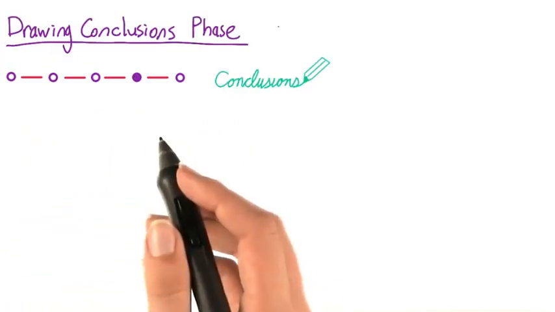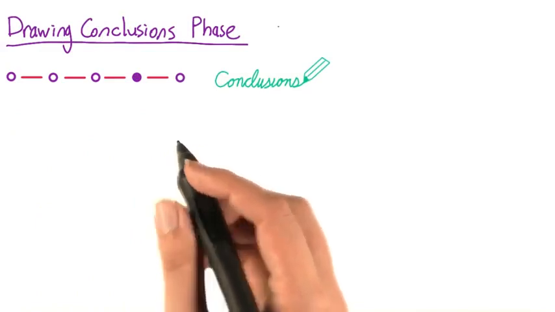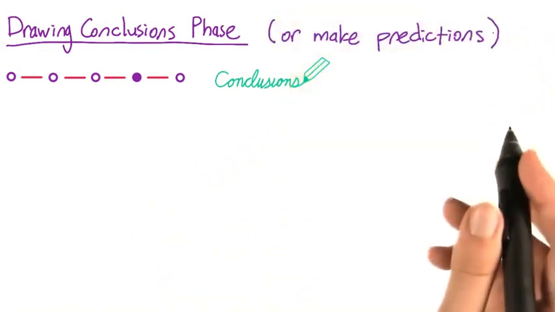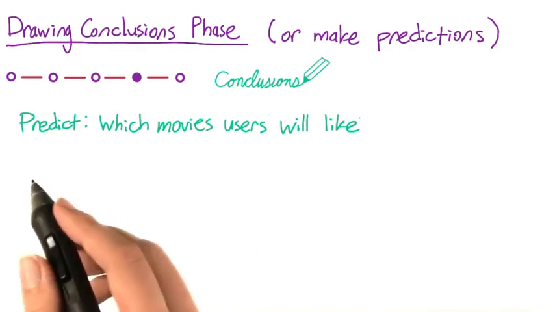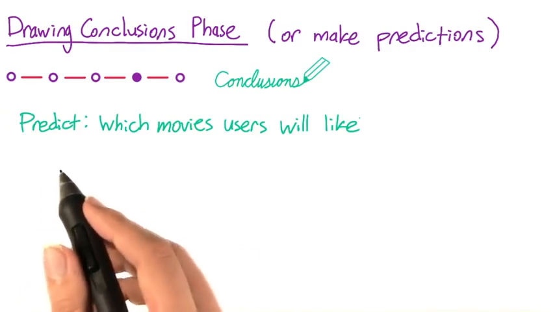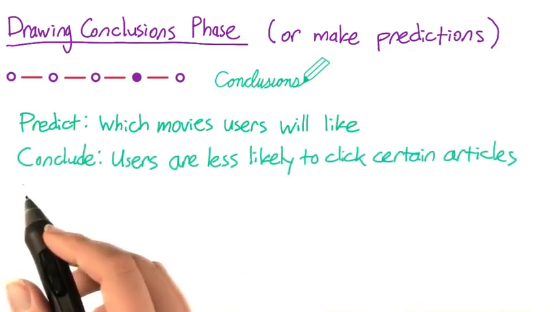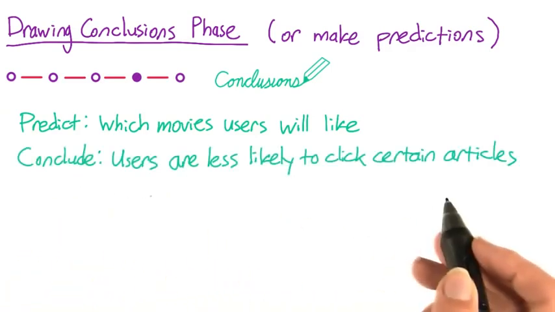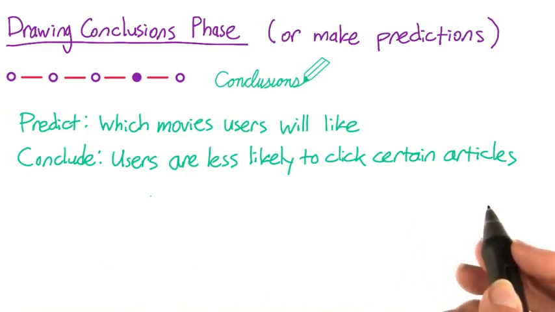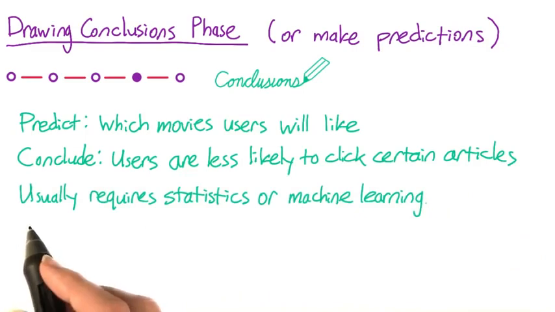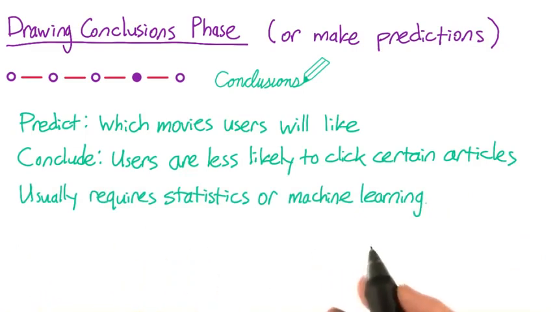Once you're familiar with your data, you'll usually want to draw some conclusions about it, or maybe make some predictions. From one of our examples previously, Netflix's movie recommendation system needs to predict which movies its users will like. Also, the Facebook paper we saw concluded that users are less likely to click certain articles, specifically ones written from a different ideological perspective than the user has. This phase usually involves statistics or machine learning that are beyond the scope of this course, but there are additional Udacity courses you can take on these topics if you're interested in learning more.